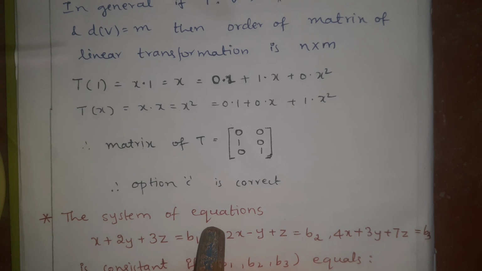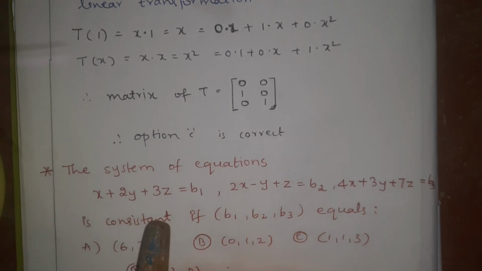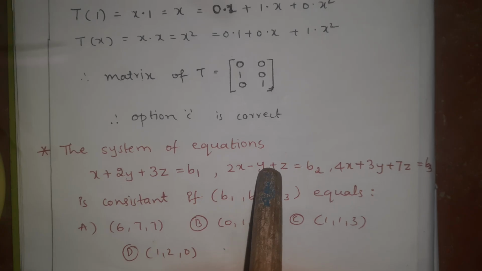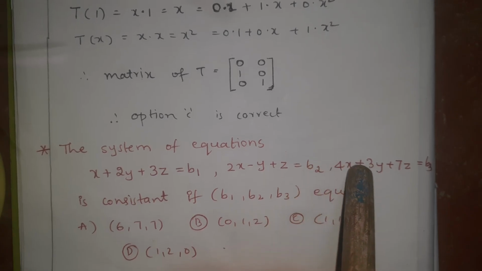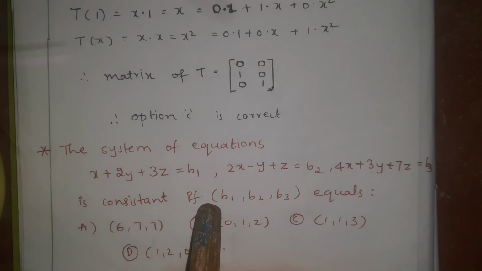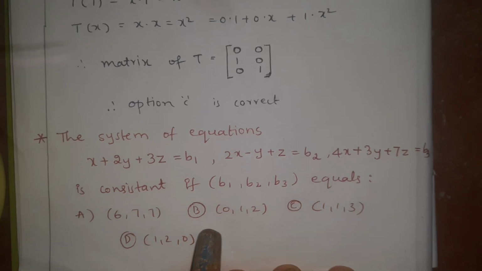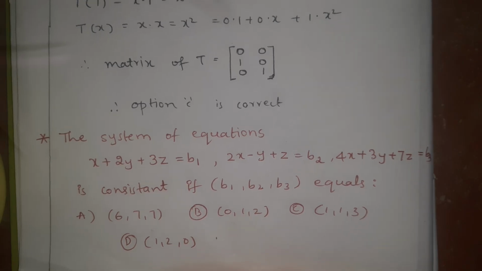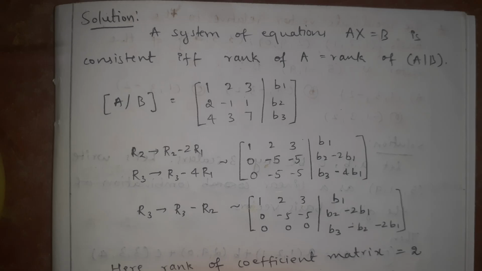Next question. The system of equations x plus 2y plus 3z equal to b1, 2x minus y plus z equal to b2, 4x plus 3y plus 7z equal to b3 is consistent if b1, b2, b3 equals. So what are the values of b1, b2, b3? We have to evaluate. So let us see the solution part.